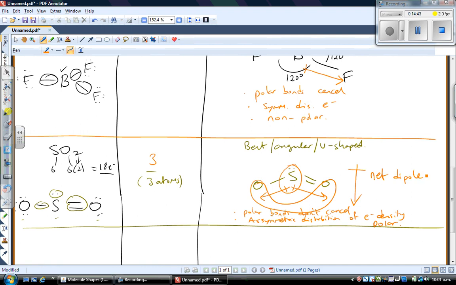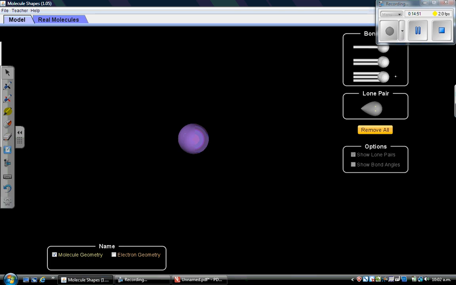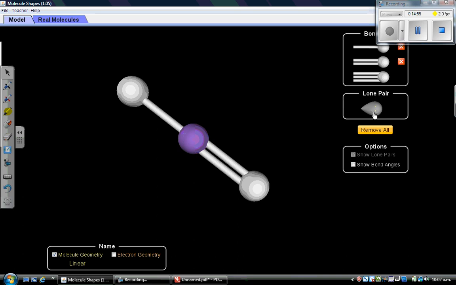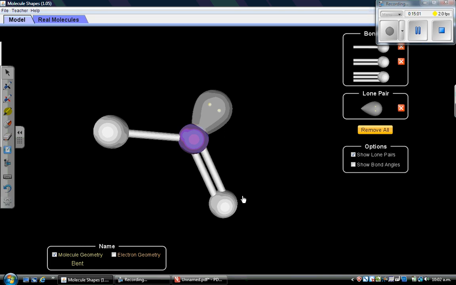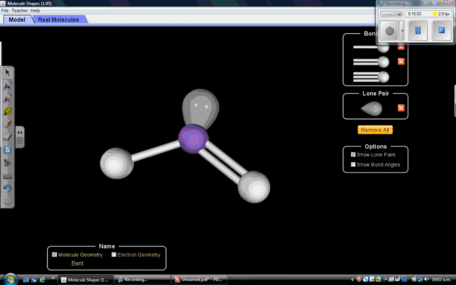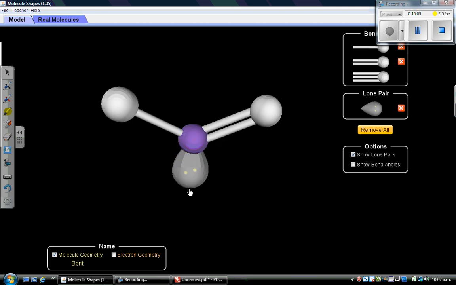Now, if we go back to our PhET simulator, for SO2, we want to remove everything just for a second. We want to put a double bond in, a single bond in, and then we add our lone pair, and that gives us our bent shape down here. So you can manipulate that molecule. This blue one is representing sulfur. The two grey ones are oxygen again, and here's your lone pair. So you can see the importance of including your lone pair.